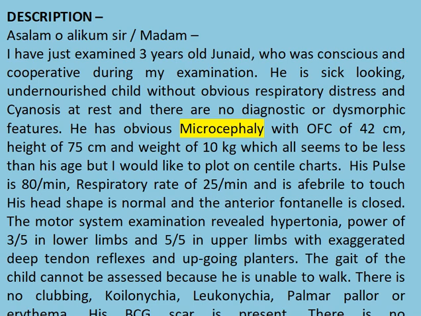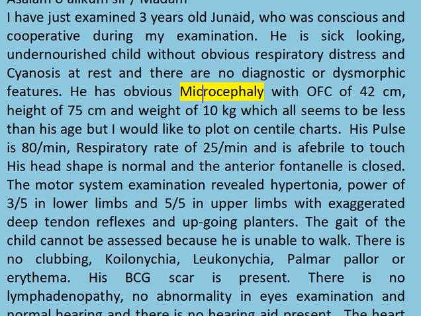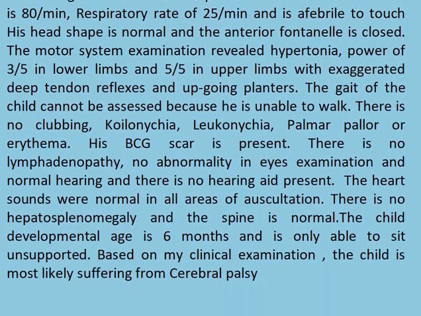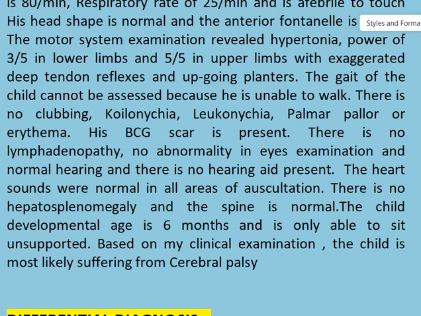His head shape is normal, and the anterior fontanelle is closed. The motor system revealed hypertonia, power of 3 by 5 in the lower limbs and 5 by 5 in the upper limbs, with exaggerated deep tendon reflexes and upgoing plantars. The gait of the child cannot be assessed because he is unable to walk. There is no clubbing, koilonychia, leukonychia, palmar crease, or erythema. His BCG scar is present.